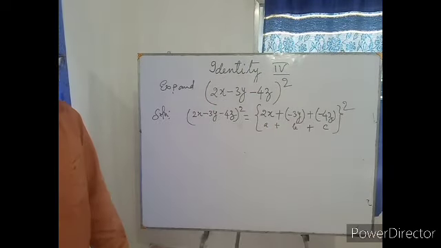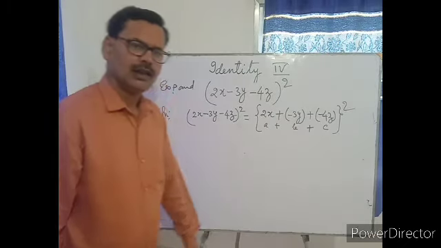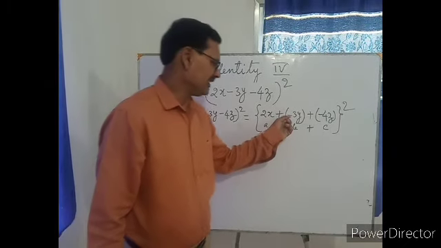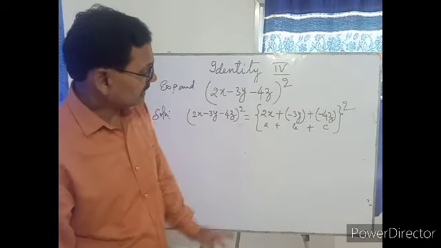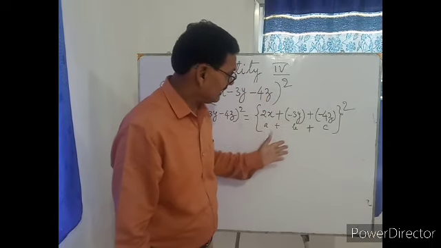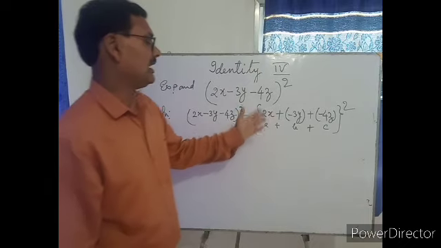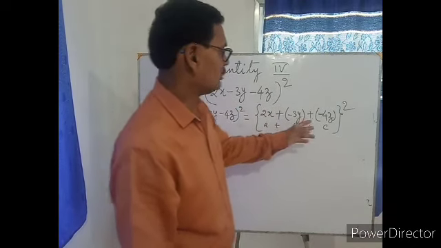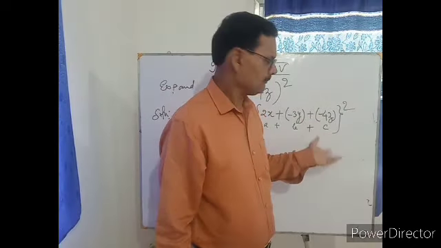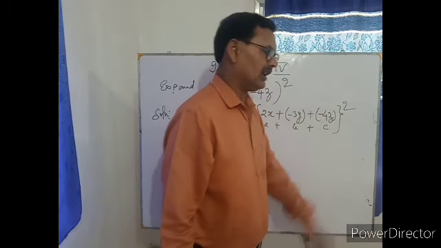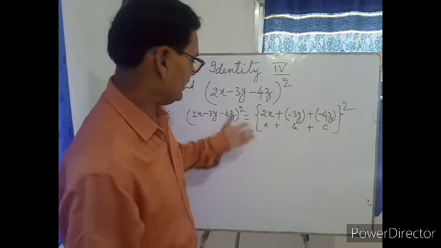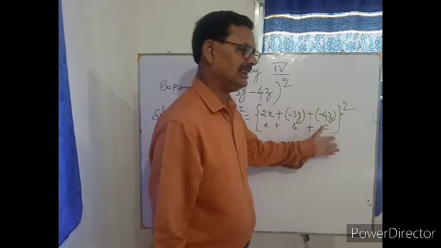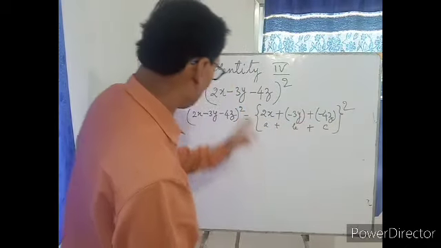What is the value of a? Value of a is 2x. What is the value of b? It is minus 3y. That's why I have kept it in brackets, so that you may see very clearly that b is equal to minus 3y and c is equal to minus 4z. Any problem? What is the value of c? Now recall your formula. It is based on the identity (a plus b plus c) whole square.